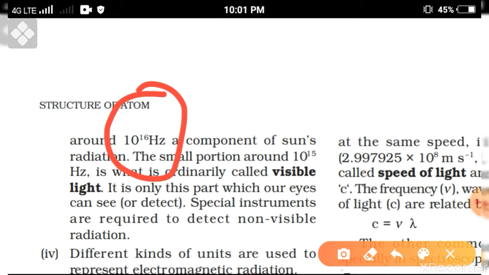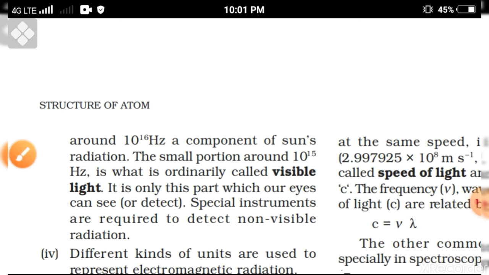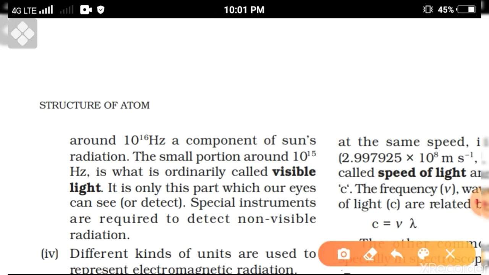ये क्या होता है UV? You know about UV rays coming from the sunlight, ultraviolet radiation. So many living things are affected by these UV rays. Around 10⁻16 hertz is their frequency. So a small portion is around 10⁻15 hertz. Okay, a small portion is there. How many? 10⁻15 approx.